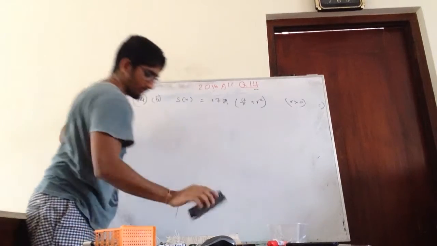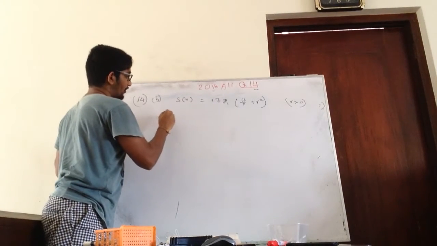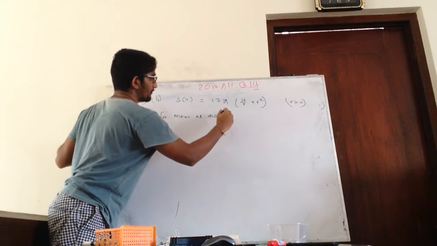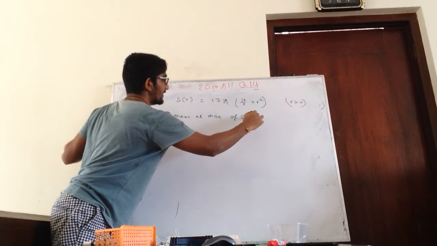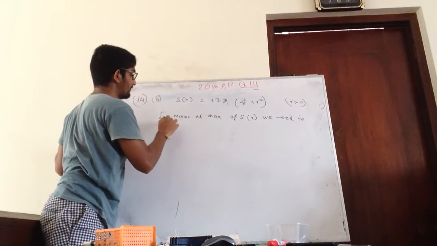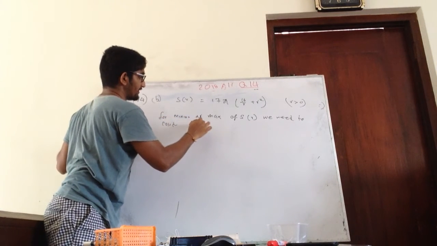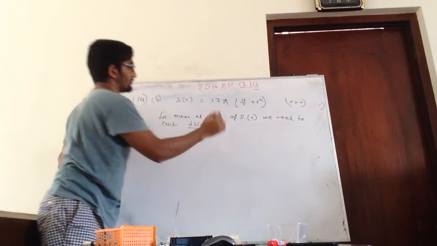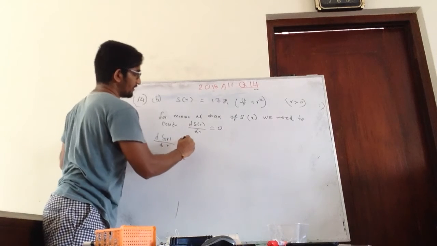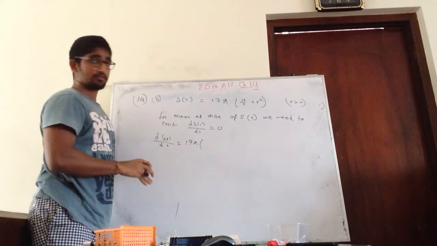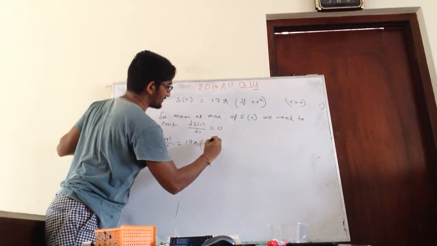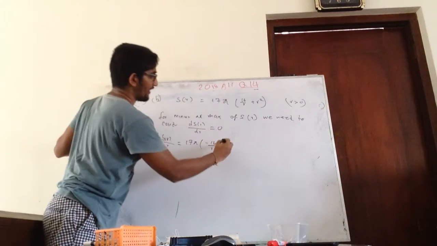So they are asking the minimum value. So for minimum or maximum of S(r), we need to consider dS(r) over dr equals 0. So now let's take dS(r) over dr. That is 17 pi we can take out, right? And then we can differentiate this, that is minus 16 over r square. And then here you can write 2r.